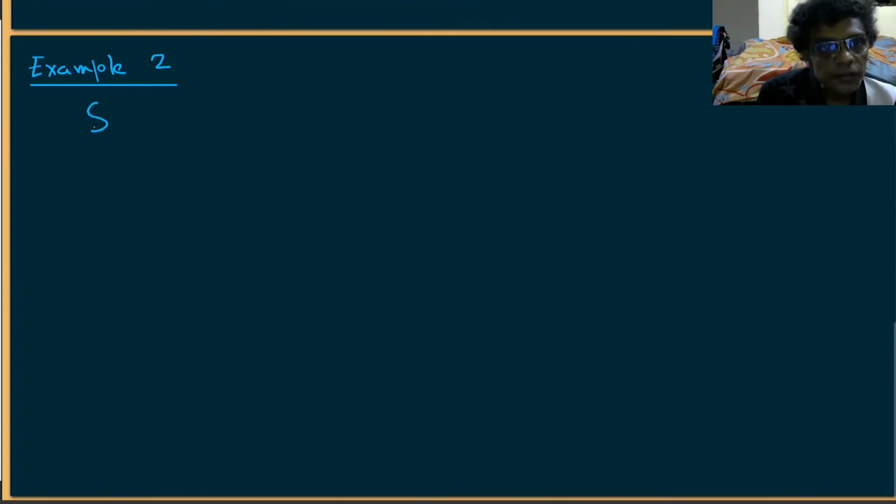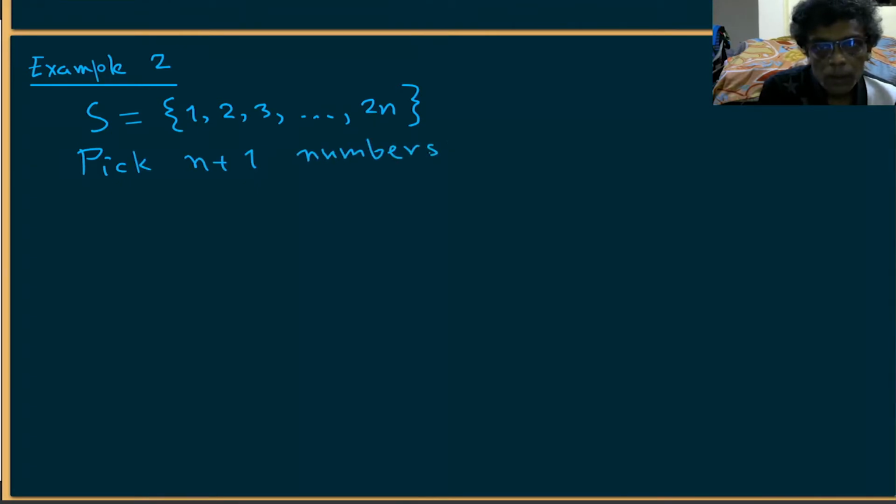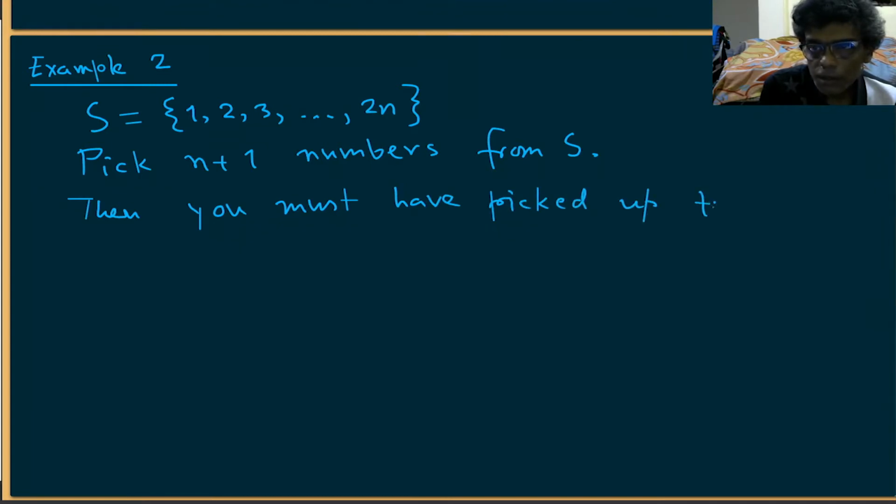So consider this set S, which consists of the numbers 1, 2, 3 up to 2n. And you pick n plus 1 numbers without repetition from S. Then you must have picked up two numbers A and B such that A divides B. B is a multiple of A.